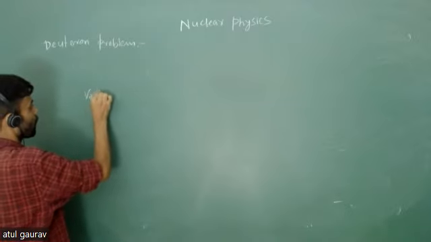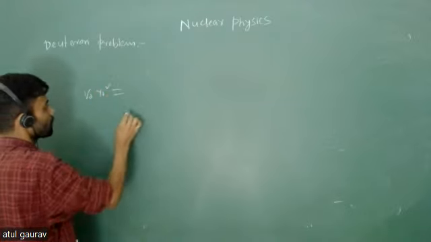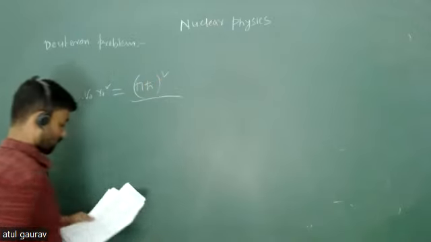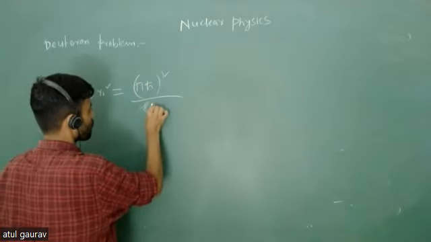V naught R naught square equals pi squared h cat square divided by 8 mu naught, right?